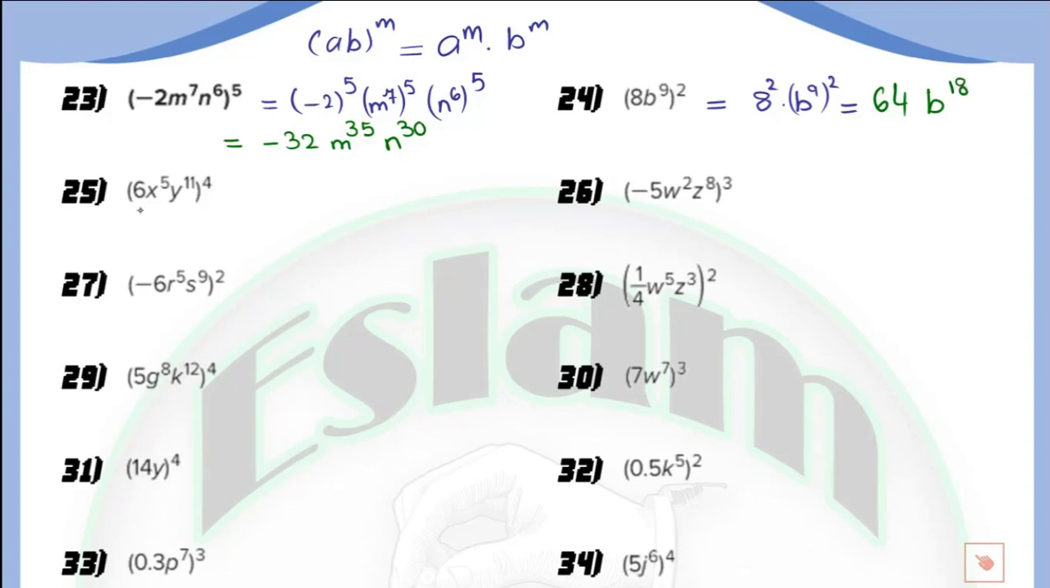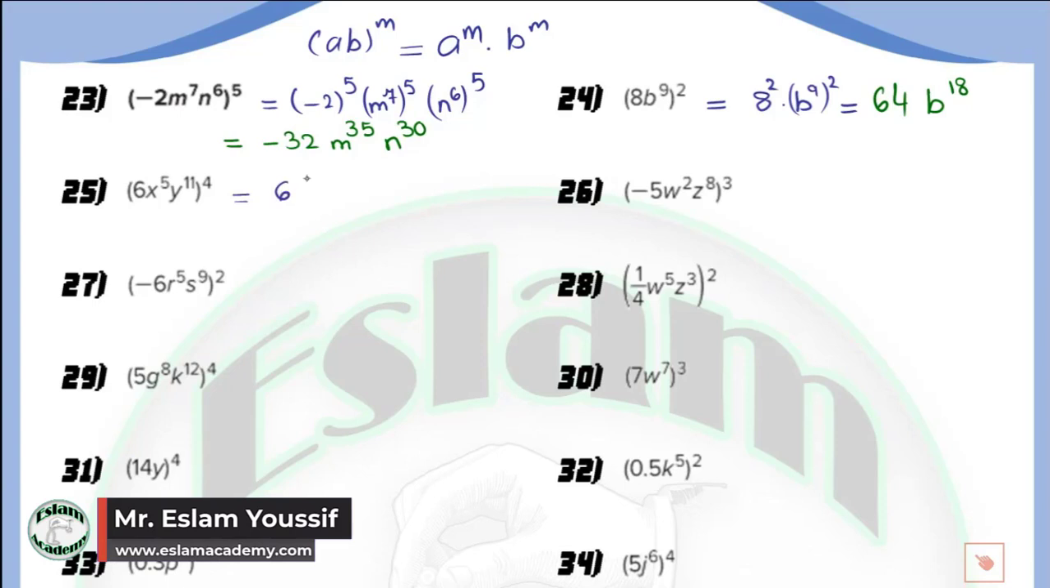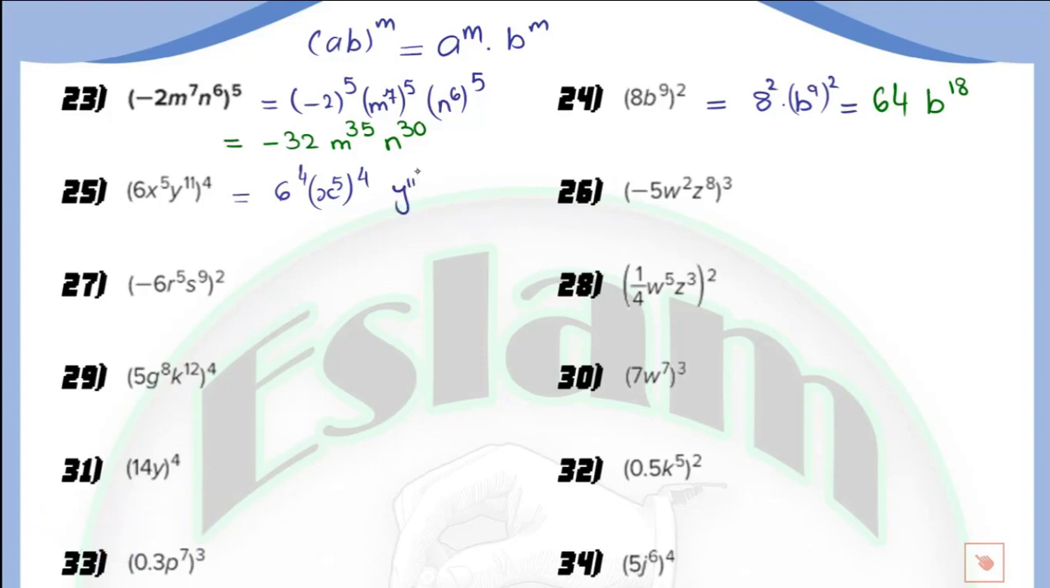In 25, we have 6x to the power 5, y to the power 11, all to the power 4. So we just use the distributive property: 6 to the power 4, x to the power 5 all to the power 4, y to the power 11 all to the power 4. So 6 to the power 4 equals 1296. Write x, 5 times 4 equals 20. Write y, 11 times 4 equals 44.